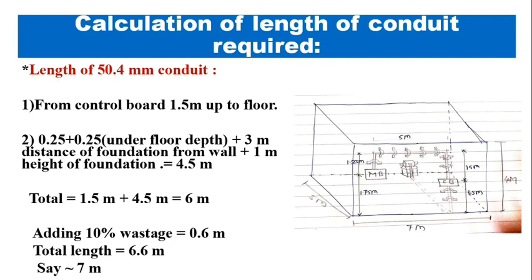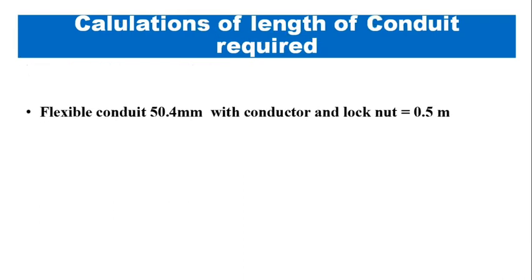Now next one, you will require the flexible conduit, 50.4 mm, with conductor and lock nut. Flexible conduit is required for the 50.4 mm conduit. It is 0.5 meter, which is required to lock the 50.4 mm conduit to the 38.1 mm conduit. So you can always take it as 0.5 meter.